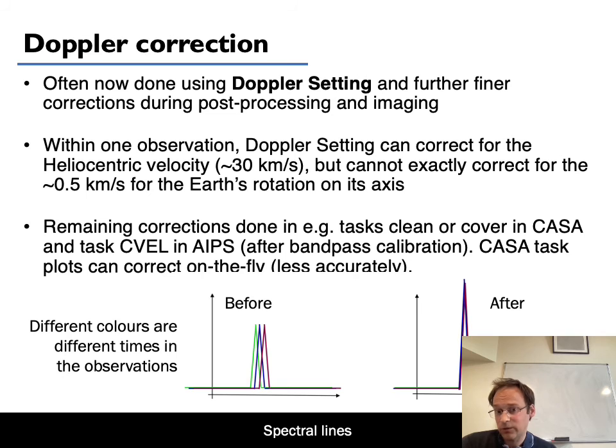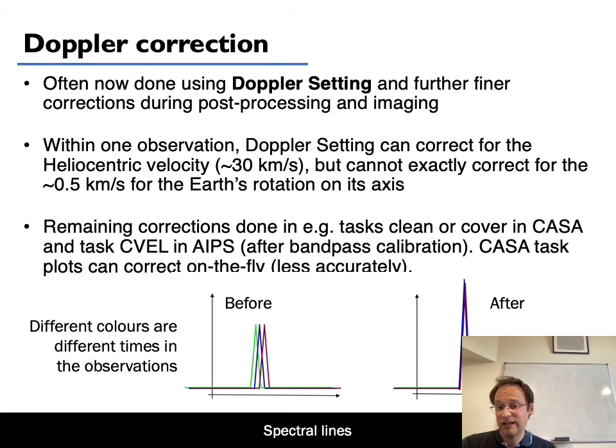But there's also this additional correction due to the spin of the Earth about its axis, this half a kilometer a second. Now, for a single observation, one heliocentric correction is going to be fine, but this diurnal variation due to the Earth's rotation about its axis, obviously the line is going to shift significantly due to that within an observation, particularly obviously if your spectral resolution is similar to this half a kilometer a second shift.